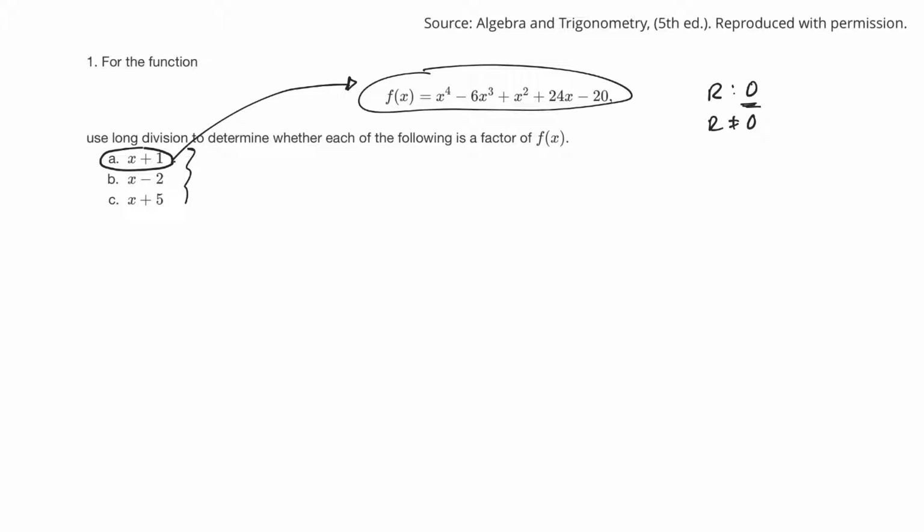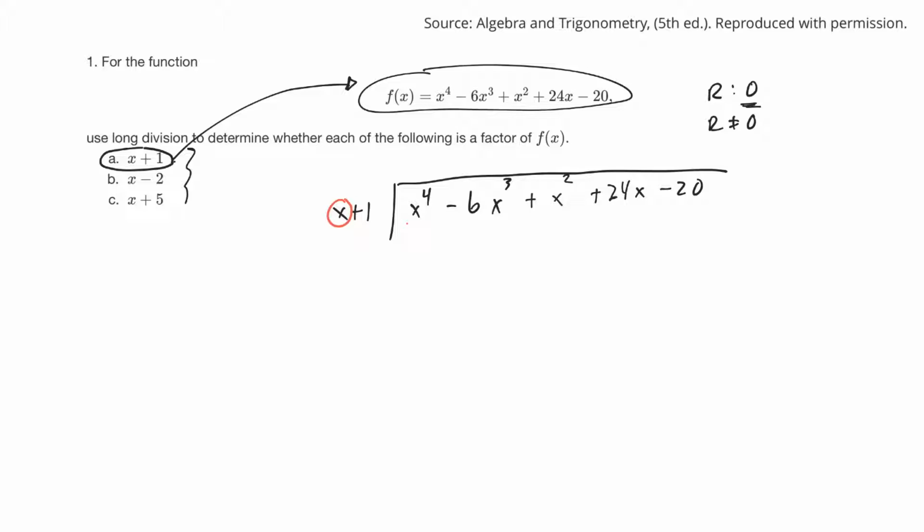Okay, so long division. So I'm just going to write the polynomial over. X squared plus 24x minus 20. And I'll put my little dividing line. And I put an x plus 1 here. Okay, so now this is where it sort of gets a little tricky. What I want to do is divide this into this.